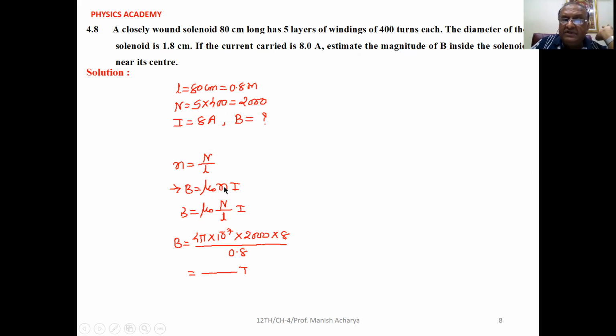So substitute here small n, that is capital N by L. So B, that is mu 0 capital N I upon L. Mu 0, that is 4 pi into 10 raised to minus 7. N, that is 2000. I, that is 8. L, that is 0.8. Now solve this one. You will get the answer.